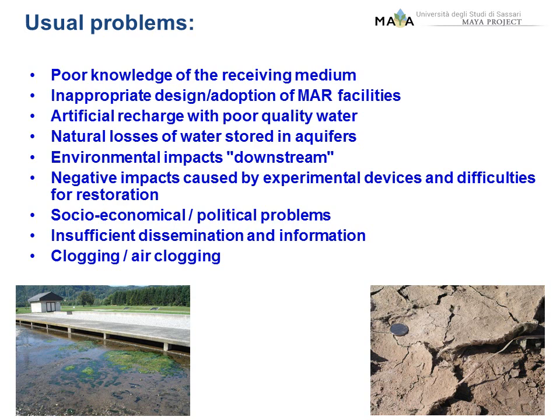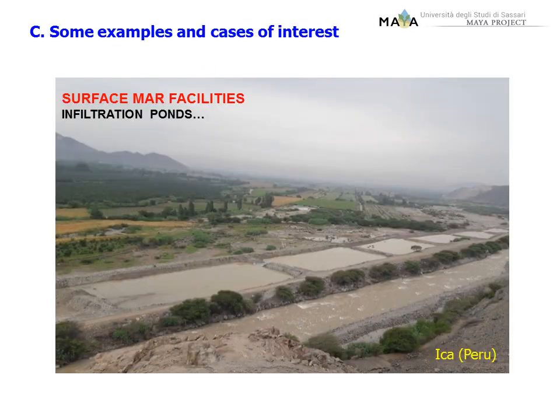Some of the usual problems when performing MAR activities are the poor knowledge of the receiving medium, the inappropriate design of MAR facilities, the use of poor quality water, the natural losses of water stored in aquifers, the environmental impacts downstream, some other negative impacts caused by experimental devices, socioeconomic and political problems, insufficient dissemination and information of the results, and of course clogging.